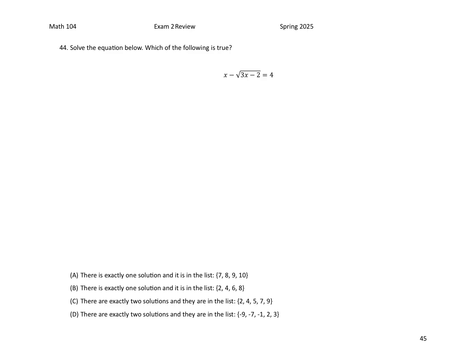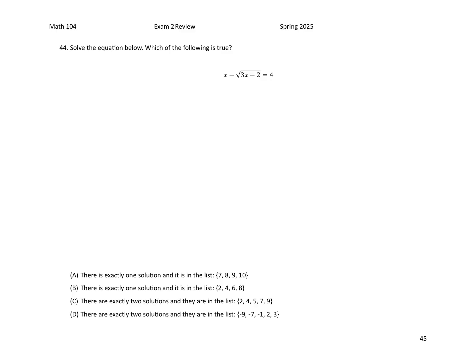Solve the equation below. Which of the following is true? Okay, so I have a radical equation. To undo radicals, I square both sides, but the radical has to be by itself before I can do that trick. So I want that radical alone.